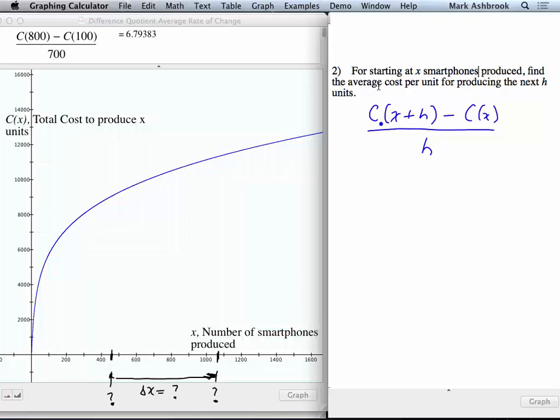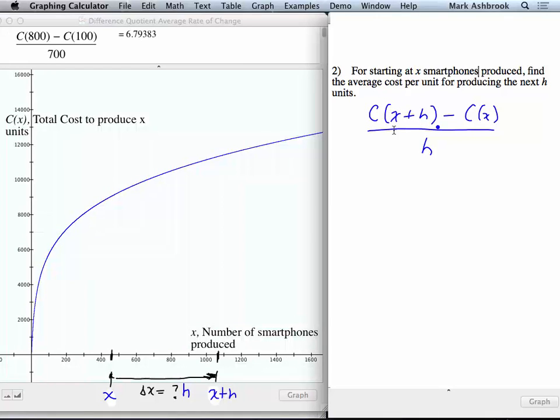So what if you do C of X plus H minus C of X, giving you a delta of X? What is the starting number of units? How many do we start with? X, right? That's our starting, for the starting at X smartphones produced. And what does H signify? Is that the final number of smartphones produced or the change? That's the change. That's our delta X, right? So therefore, what's the final number of smartphones produced? X plus H.